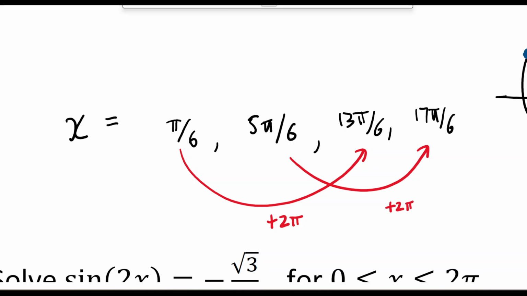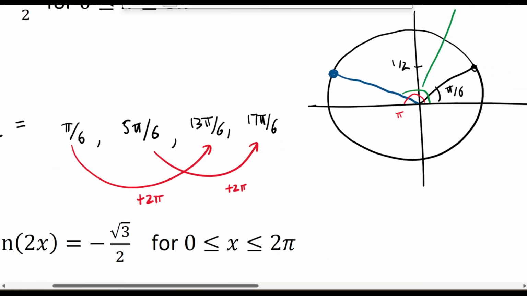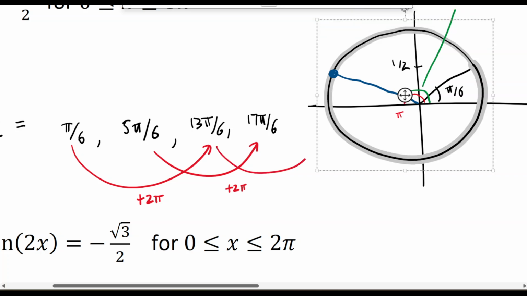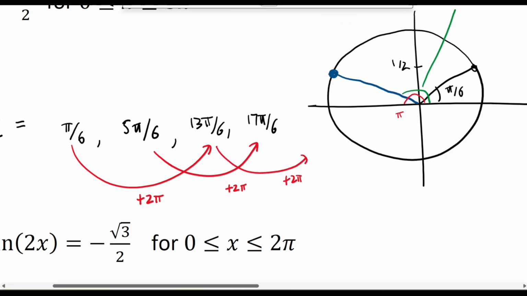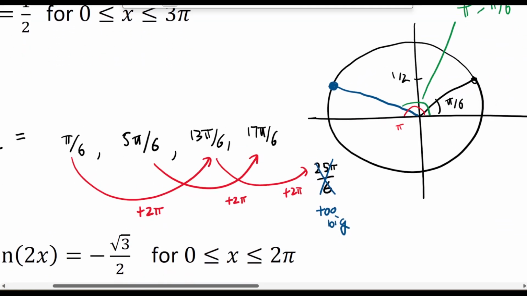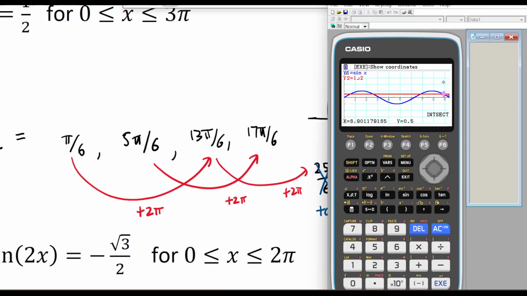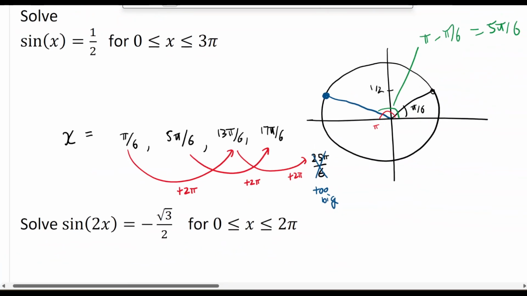Now, if we wanted our next number in the list, we would take 13 pi over 6 and add on 2 pi to that. And I reckon that gives us 25 pi over 6. But we don't keep that one because that is too big. That is bigger than 3 pi. But if we extended out our window further, we would see that as another answer as well.